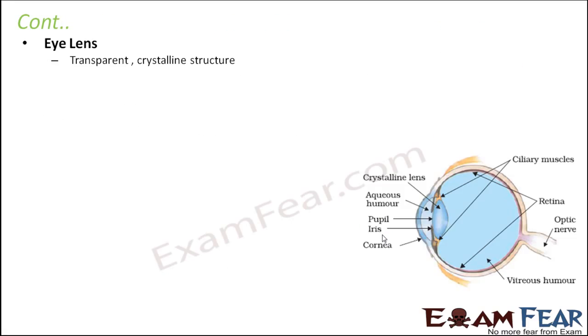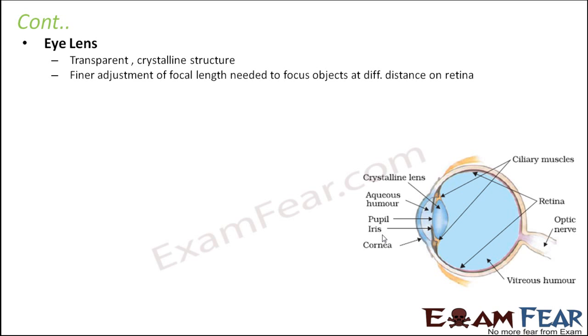Next is the eye lens. So it is a crystalline transparent lens. Of course, the lenses are generally transparent and crystalline. And the final adjustment of focal length is needed to focus objects at different distances on the retina. Now, the speciality of this lens is that the focal length of the lens is adjusted so that the image is always formed on the retina, no matter wherever the object is. So whether the object is near or the object is far, the image has to form on the retina.